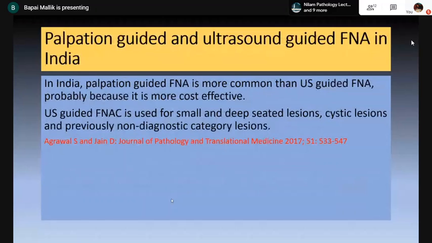For example, in India, there is a study which was published in the Journal of Pathology and Translational Medicine in 2017 by Agrawal and Jain, and it was found that the palpation-guided FNA is far more common than US-guided FNA of the thyroid, possibly because it's more cost-effective. So US-guided FNAC was mainly used for small and deep-seated lesions, cystic lesions, and previously non-diagnostic category. But I think that the criteria of going in for ultrasound-guided FNA might be a little bit less stringent because cost is a very important factor.